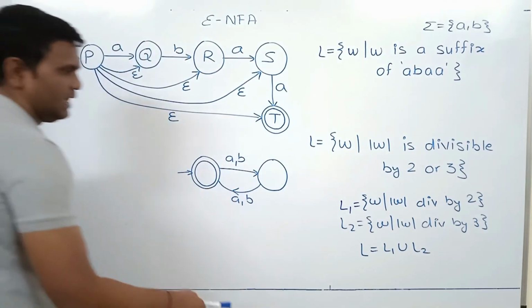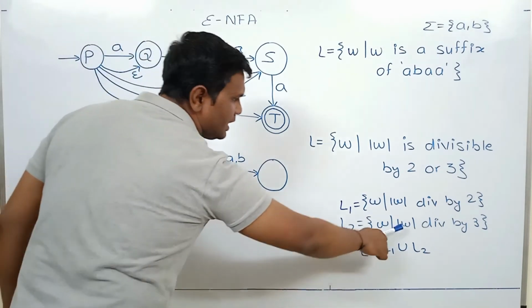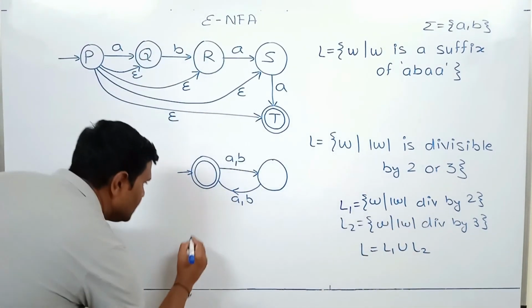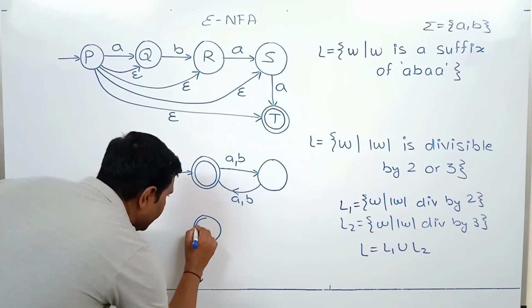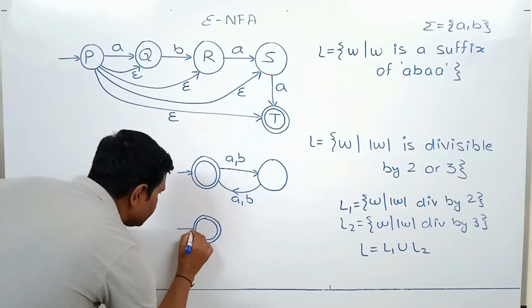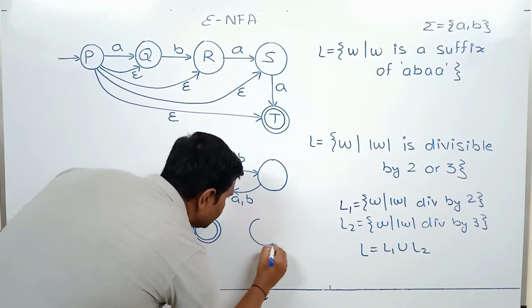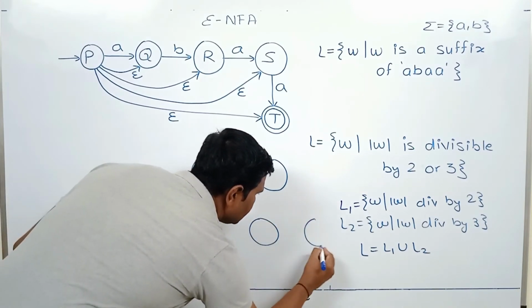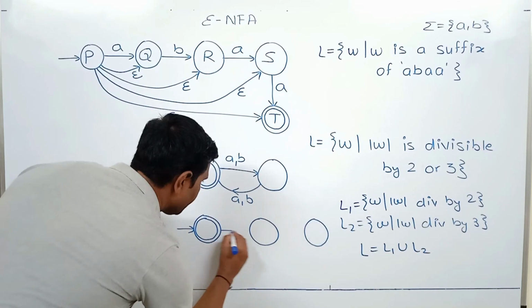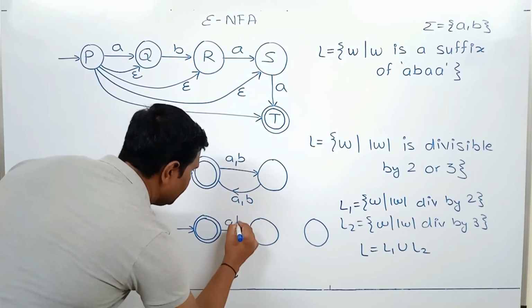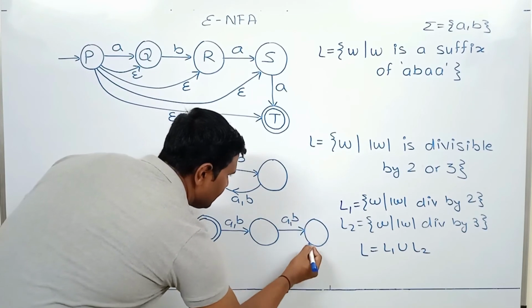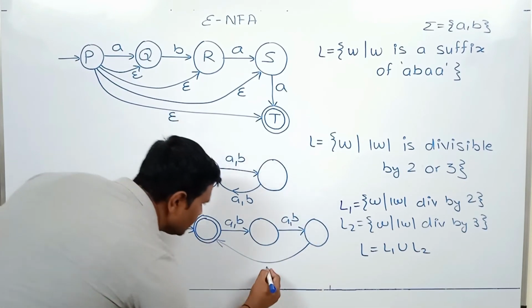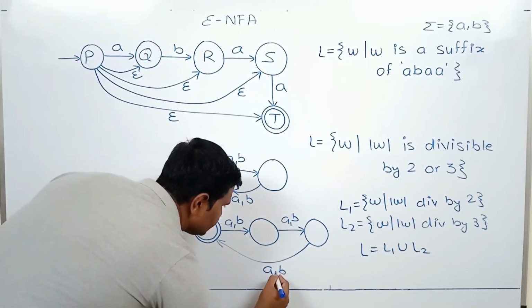Now let's construct NFA for L2. Length is divisible by 3. So here we require 3 states. We take the initial state. We mark it as final state. We require total 3 states. Here we can process A or B. Here we can process A or B. Then we take the loop, and here also we can process A or B.